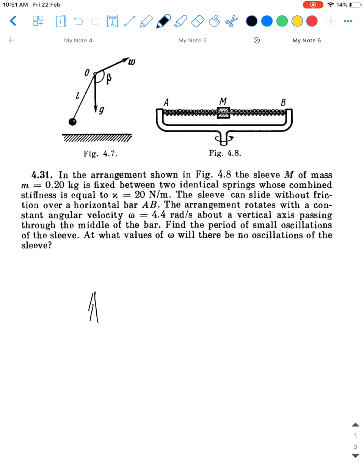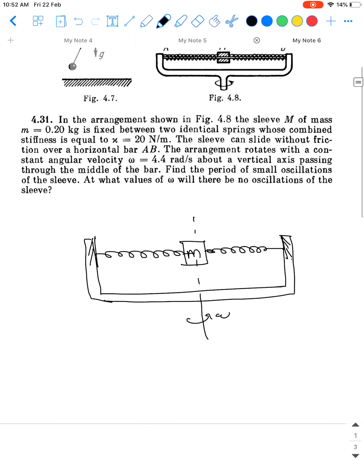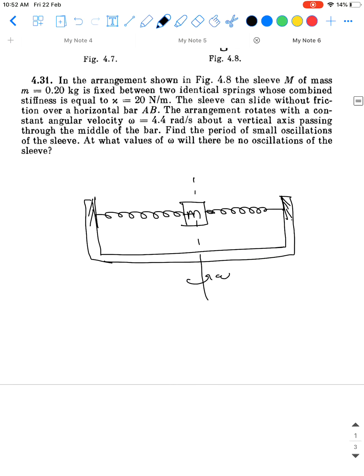So basically over here we are having a spring which is connected to a block of mass, let's say M, and the other part of the spring is attached to a fixed point, and this system is rotating with an angular velocity, let's say, that is represented by omega. So it is rotating with an angular velocity omega over here.